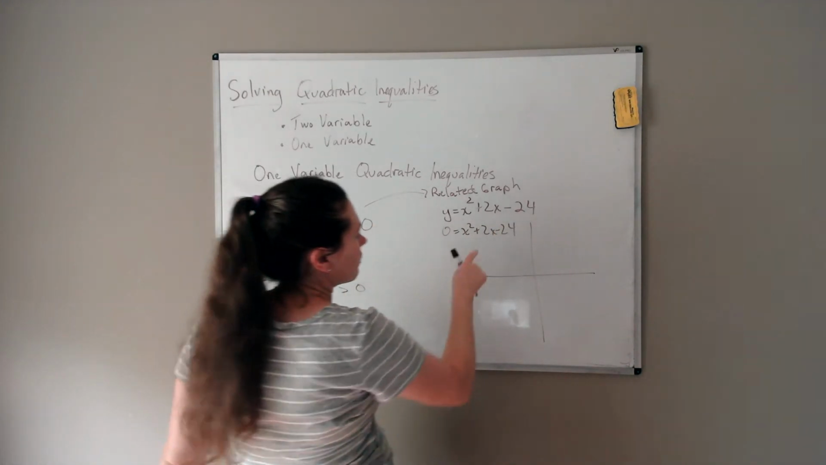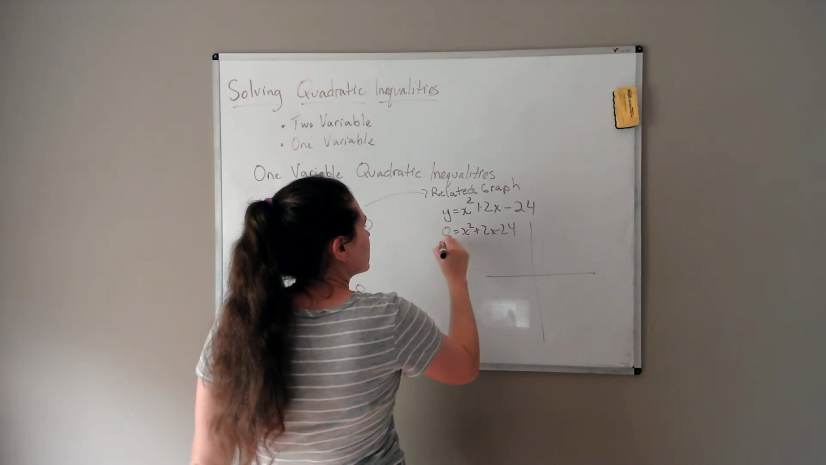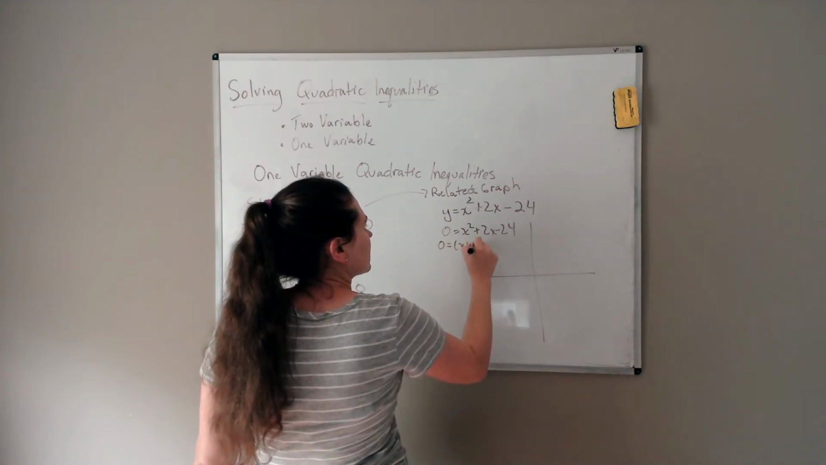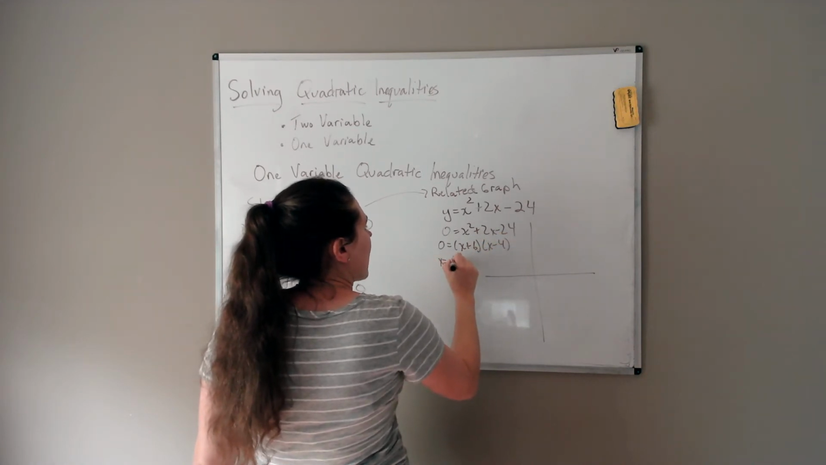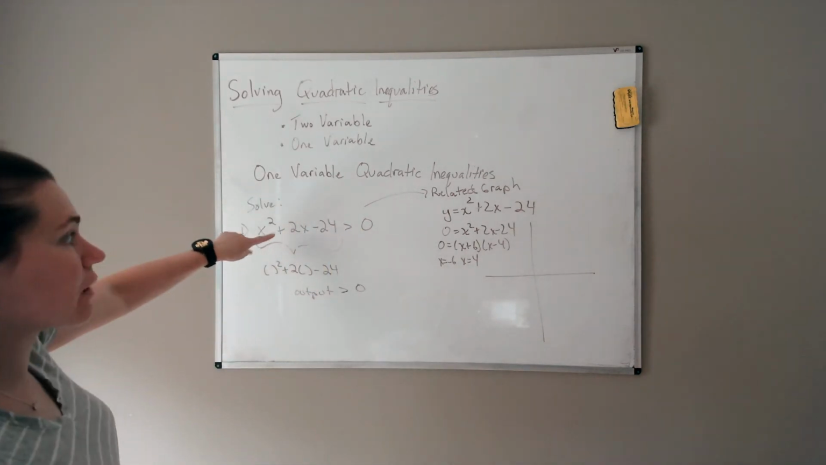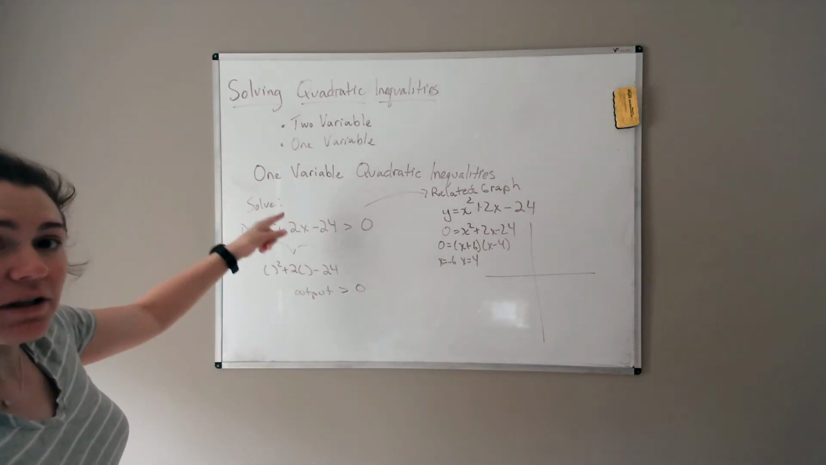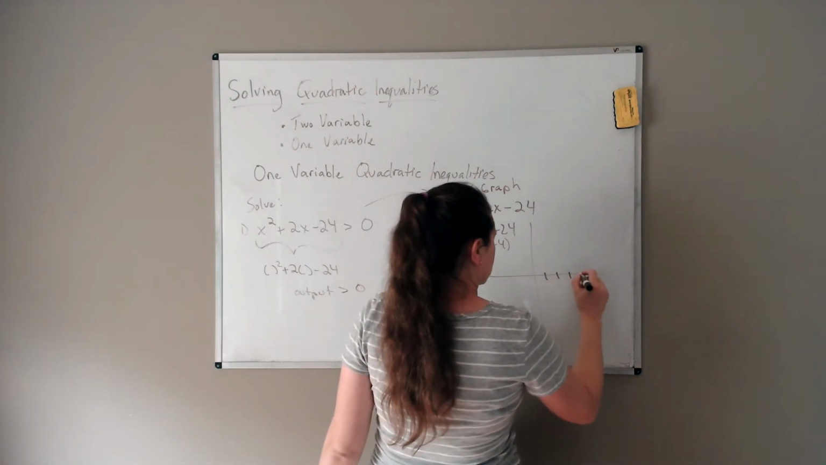Well, I can solve this by factoring, or I can solve this using the quadratic formula. This is going to be x plus 6 and x minus 4. So my values are going to be 4 and negative 6. If I plug in 4, I'm going to get 0. If I plug in negative 6, I'm going to get 0. But let's talk about something for a second.